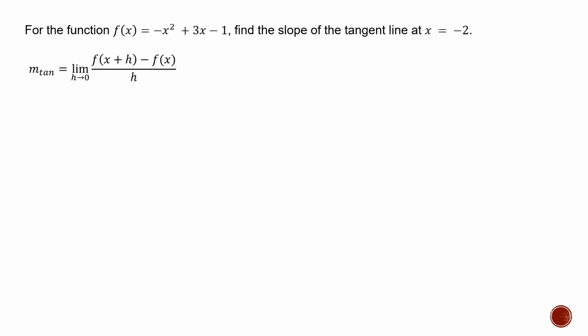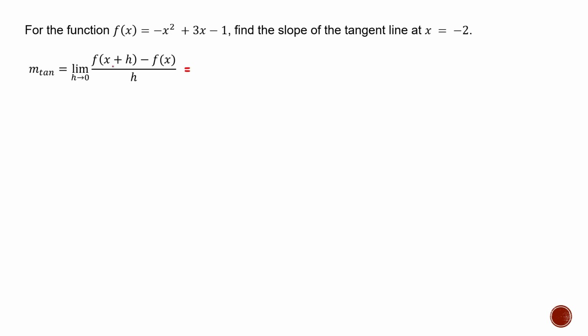Hi everyone, in this video I am going to show you how to find the slope of the tangent line at any point x. In this example I will show you two methods. Obviously the first one you can see that we will use that equation, and the second one is by means of differentiation, the power rule. Alright, so let's use this method first.